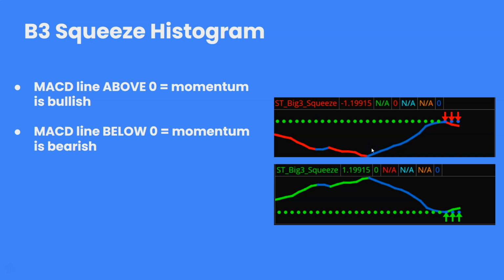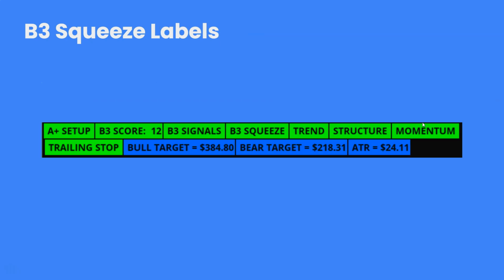Then we've got the MACD line. So, custom MACD settings. MACD line above 0. That means momentum is bullish. Therefore, the bulls have got some gas in the tank. The MACD line below 0. That means momentum is bearish, and the bears have got the gas.